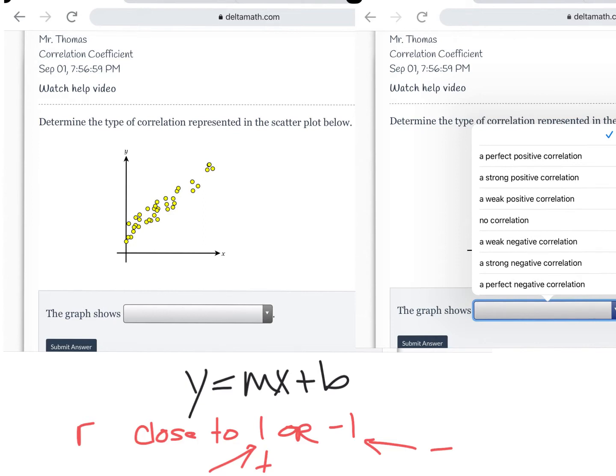So for this particular problem, it says determine what type of correlation. If you look at this scatter plot, these points are in a pretty good line here. They're not exact, but they are going up and could form a relatively good line connecting a lot of those points. So this would be considered a strong positive correlation, not a perfect one. If it were perfect, it would be just a straight line, but it's a strong positive correlation.